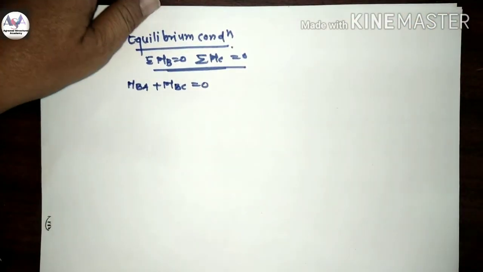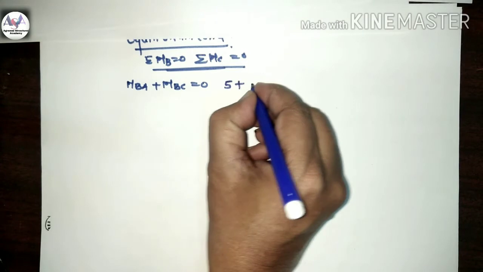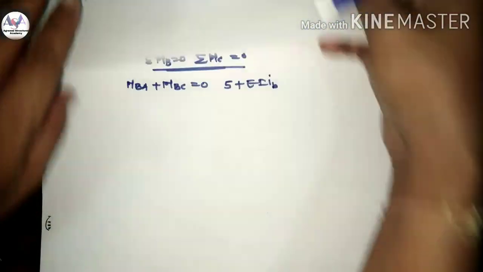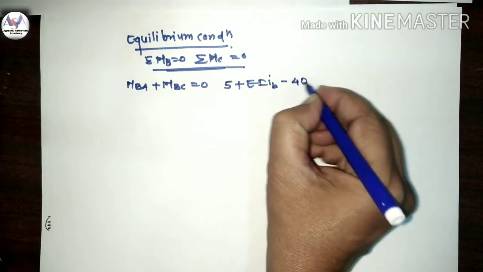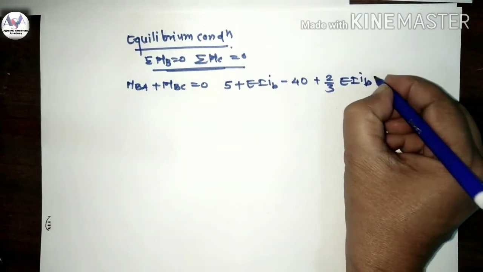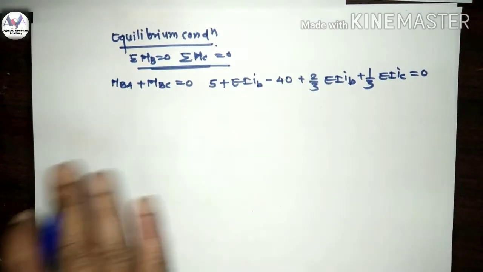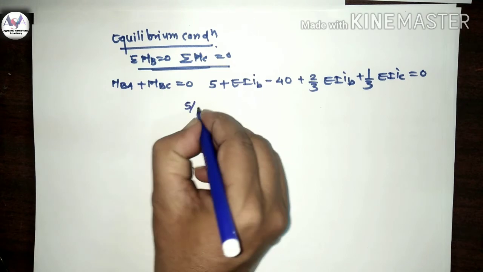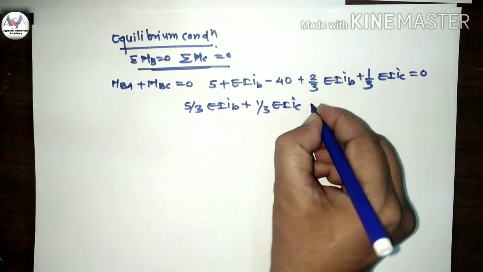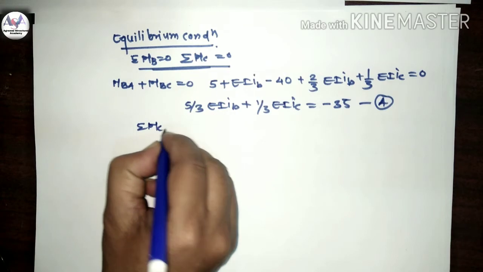So MBA is the earlier expression plus EIIB, then MBC is minus 40 plus 2 by 3 EIIB plus 1 by 3 EIIC is equal to 0. So this becomes 5 by 3 EIIB plus 1 by 3 EIIC is equal to minus 35. This is equation A. And the second condition is sigma MC is equal to 0.